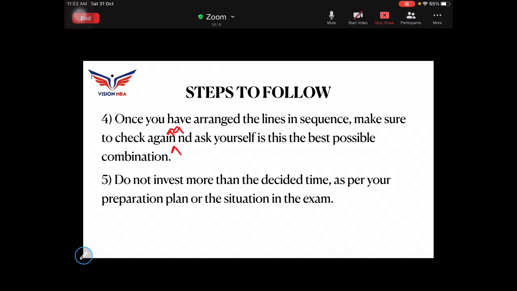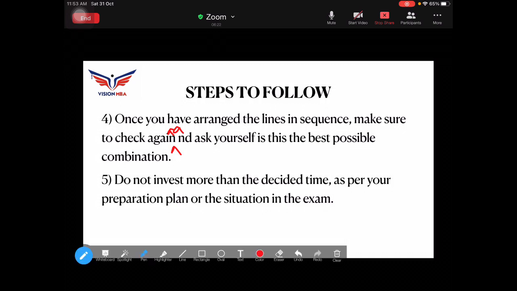Do not invest more than the decided time as per your preparation plan or the situation in the examination. Now, guys, these two pointers are very important. It is not just what you decided, how you prepared, it is also depending upon the situation.